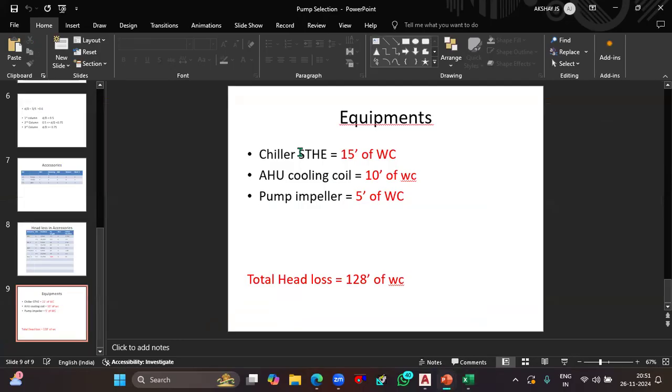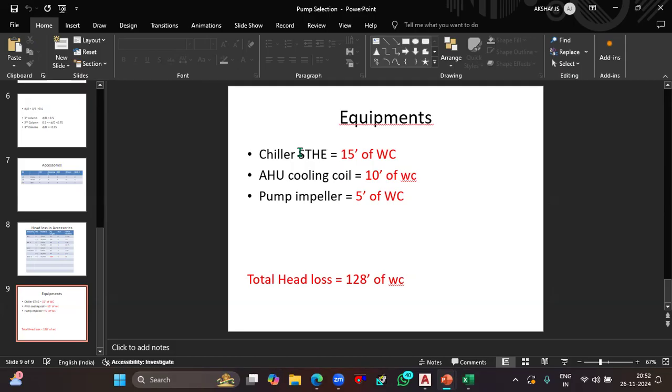And the same concept on the AHU itself, which is meant to be the cooling coil. So AHU cooling coil loss, that's around 10 feet of water column. Down the line, you can see the pump impeller loss. What do you mean by pump impeller loss? As the water is sucked by the suction side of a pump, it directly contacts the impeller blades. As the blades hit this water, it creates some kind of friction. So these are the values for each equipment aspect.